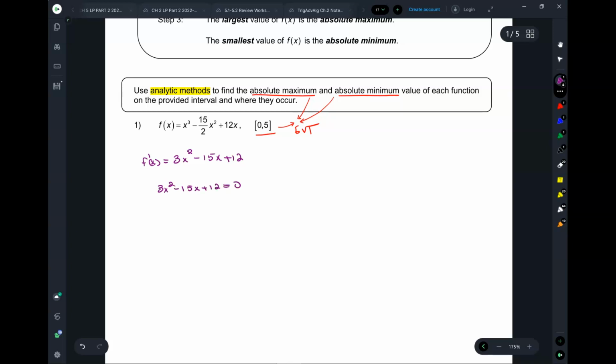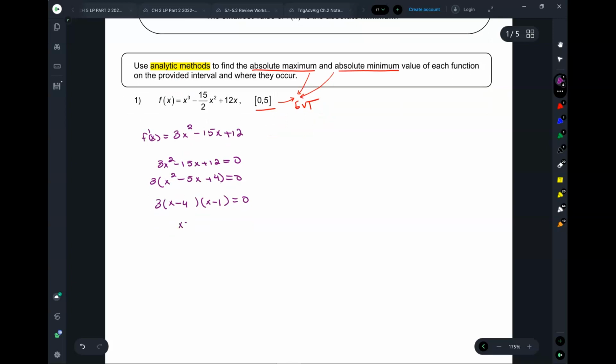So I can factor out a 3. Then x squared minus 5x plus 4 equals 0. How does that factor? So now x is equal to 4, x is equal to 1. Now, these are the points where the derivative is equal to 0. So they qualify as critical points.